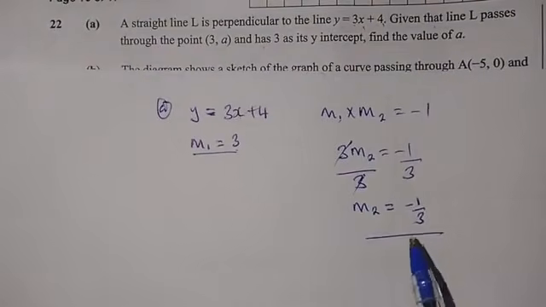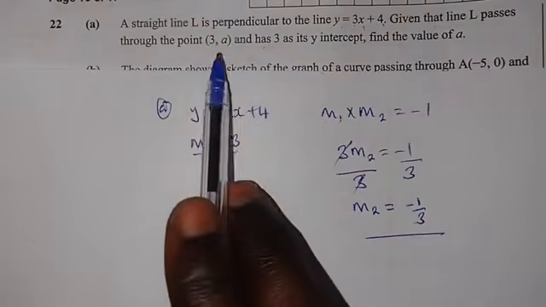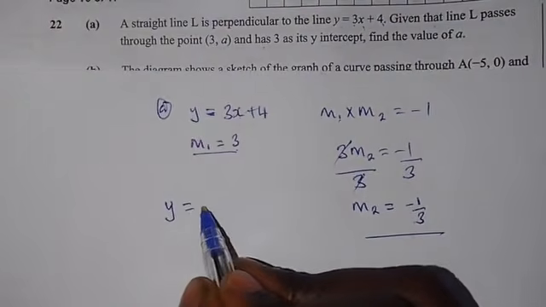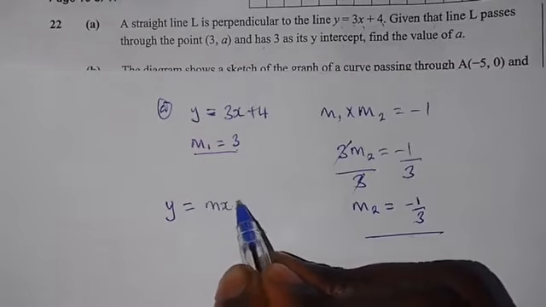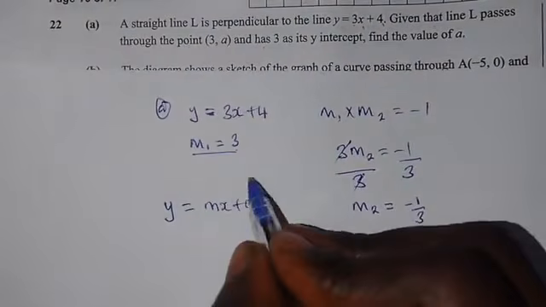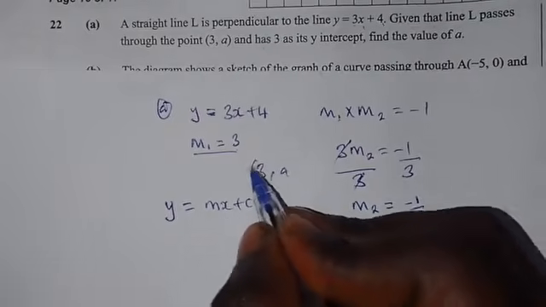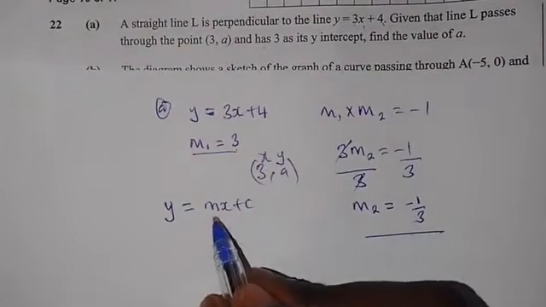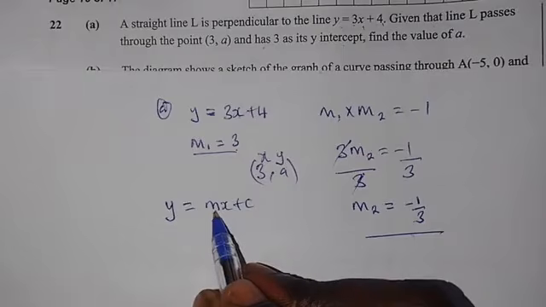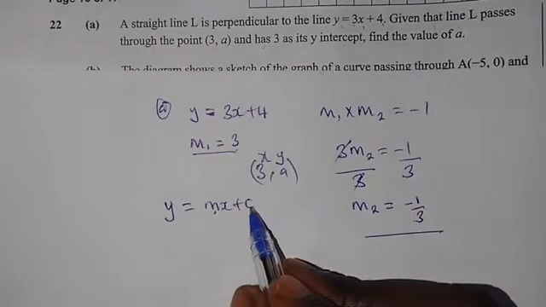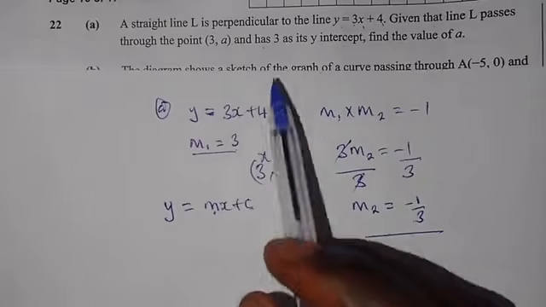Now, since we have found the gradient of line L, we are going to use it to find the value of A. So we are going to use the equation of a straight line, which is y is equal to mx plus c. From here, we can use the point they have given us, (3, A). So this will be x and this will be y. Then m is the gradient of the perpendicular line, which is negative 1 over 3. Then c is the y-intercept. They have given us that the y-intercept is 3.